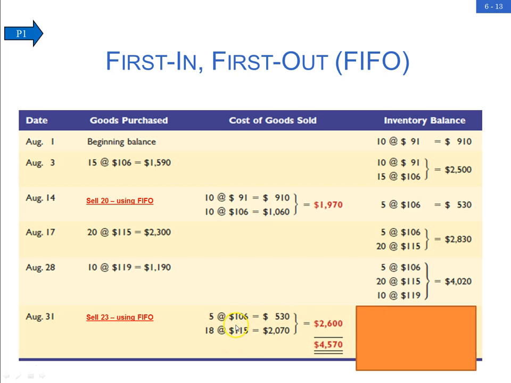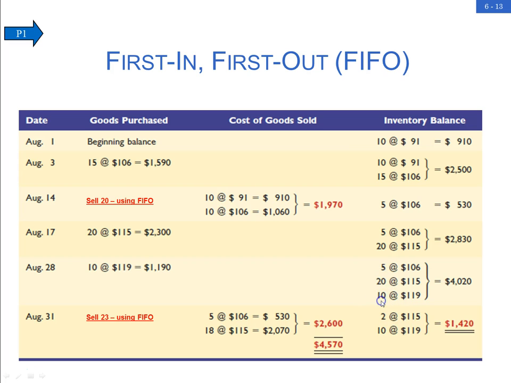Make sense? So we just take those amounts, plug them in, and we can come up with our cost of goods sold for this sale that happened on August 31st. Once again, after every transaction, be it a purchase or a sale, you want to write out what your ending or remaining inventory is. Here, of course, we sold these 5 bikes and we sold 18 of these, so all 10 remain of these and 2 remain of these. This is what it would look like, folks. Write it out, multiply it out, and get your total.